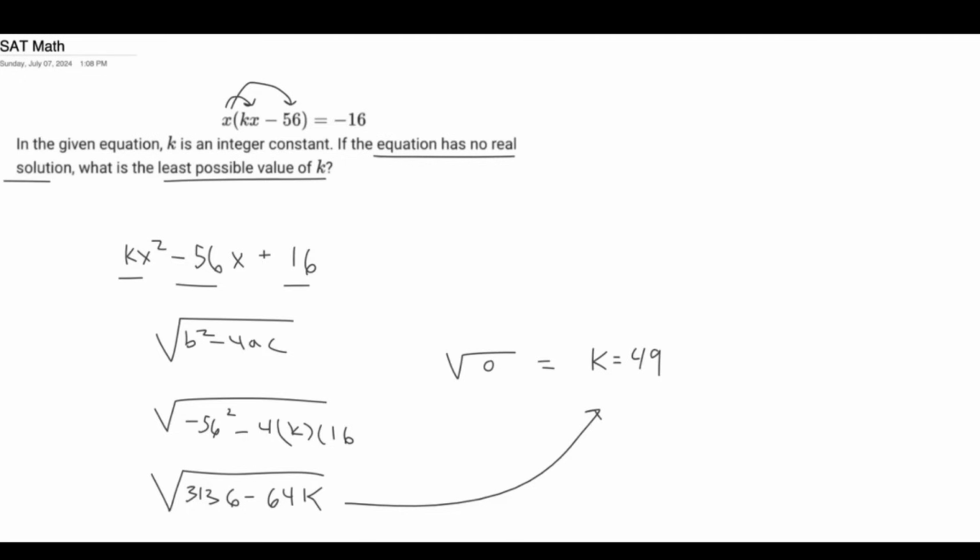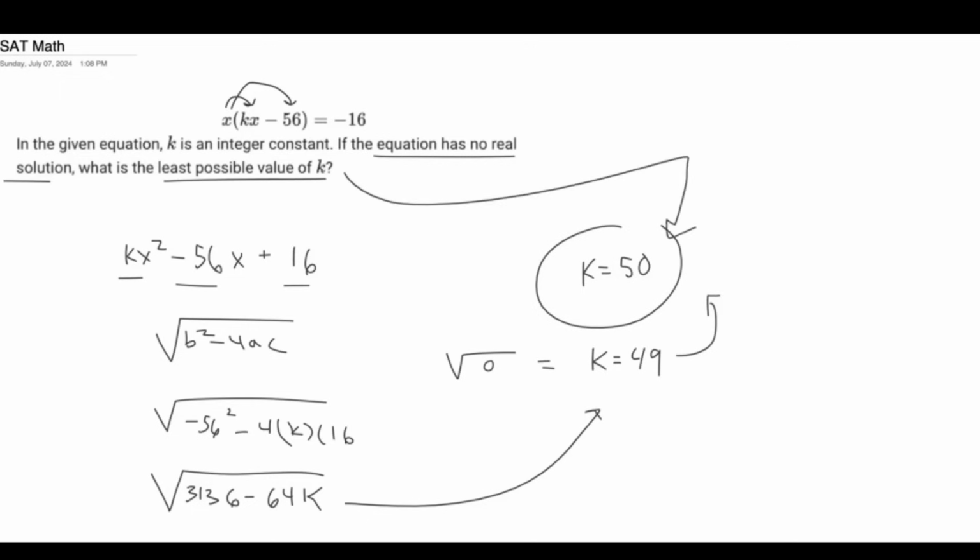So if k is equivalent to 49, we would have 3,136 minus 3,136, and then we would only have one real solution. But in our case, we want no real solutions. And so we'll just take one integer value above 49, and we will get k equals 50, right? You can check this. 64 times 50, subtract that away from 3,136, and you'll indeed get a negative number. And therefore, our answer for the least possible value of k for the no solutions of this equation would be 50.